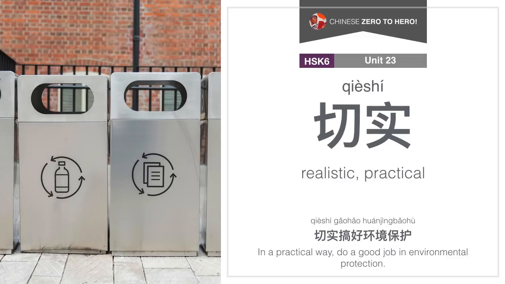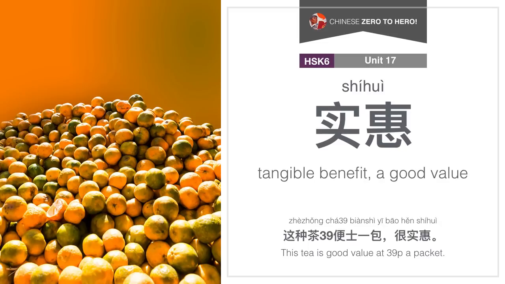In HSK 6, we also learn 切实 meaning realistic or practical. 切实搞好环境保护 In a practical or realistic way, do a good job in environmental protection. That is, don't just say it, do it. In HSK 6, we also learn 实惠 meaning tangible benefit or a good value. 这种茶39便士一包，很实惠 This tea is good value at 39 pence a packet.